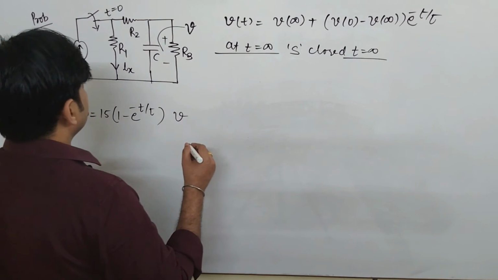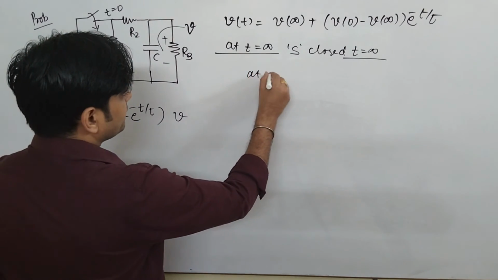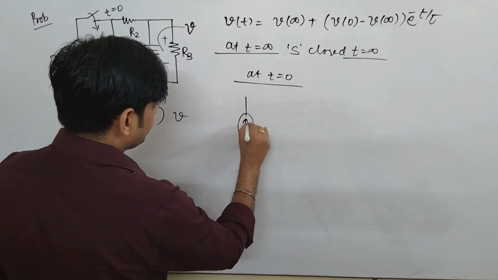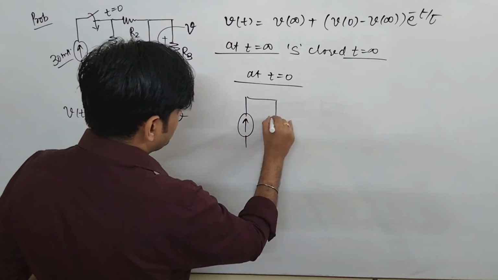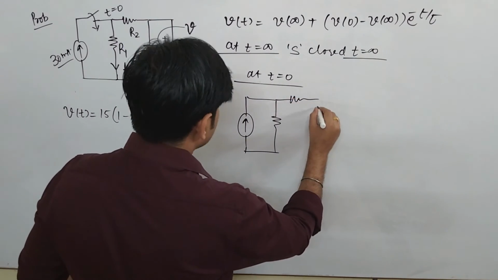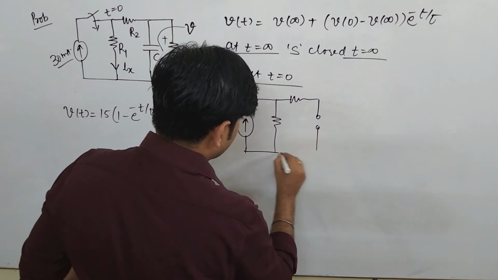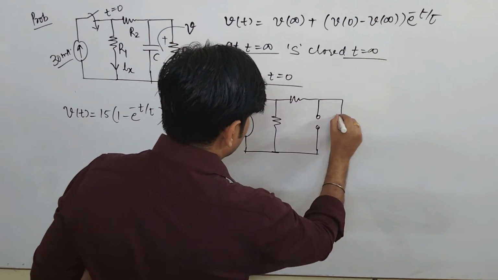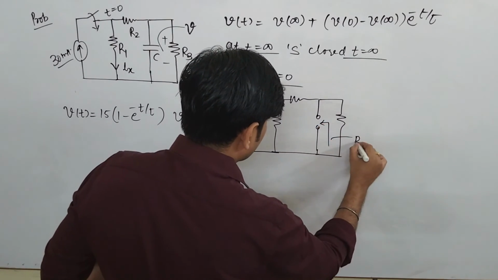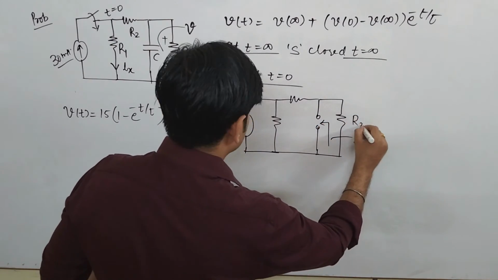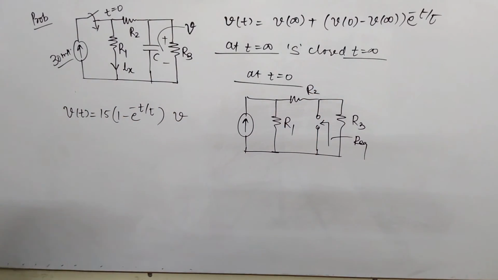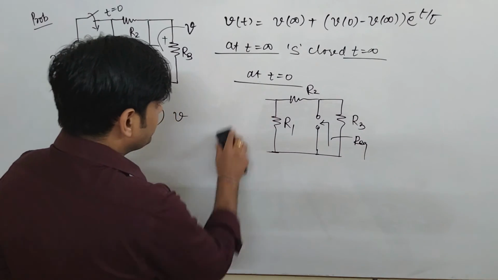Now we have found the value of Vt, now we find tau. For finding tau, again I said you have to draw the network at t equal to 0. The questions are simple. Once you understand the concept, it will be easier for you to solve them very fast. Here you have to find your R equivalent. This is R3, this is R2, this is R1. Since this is an independent current source, it will be removed from here.